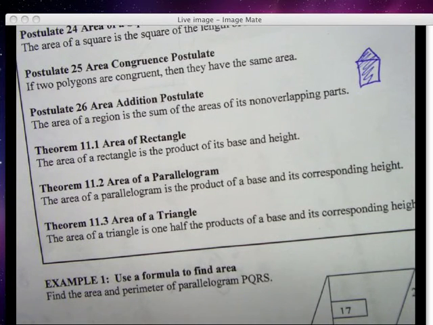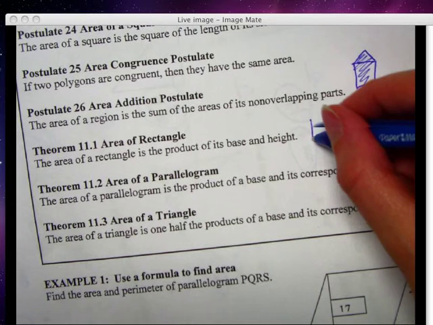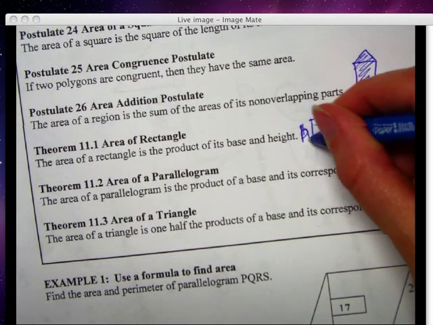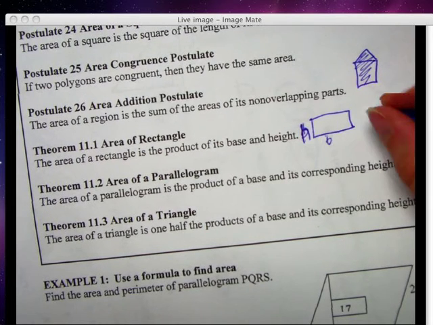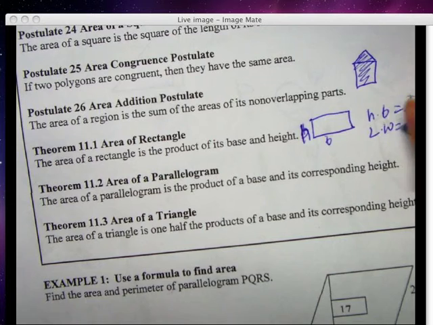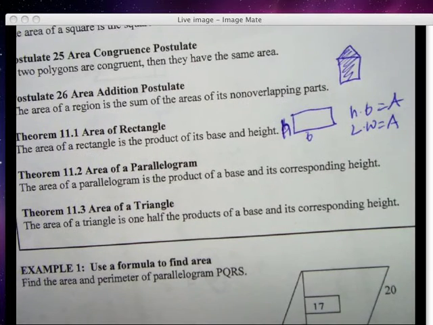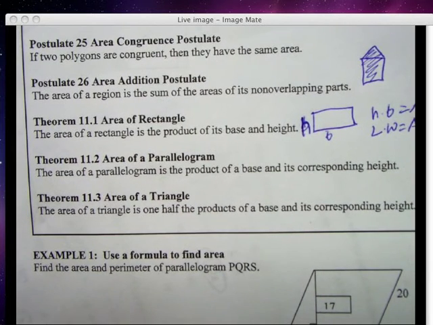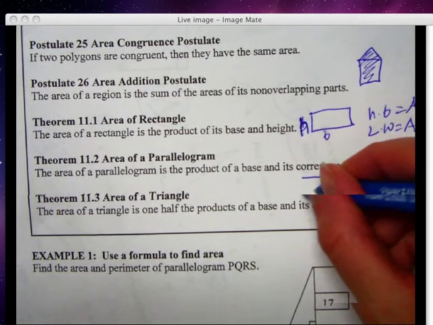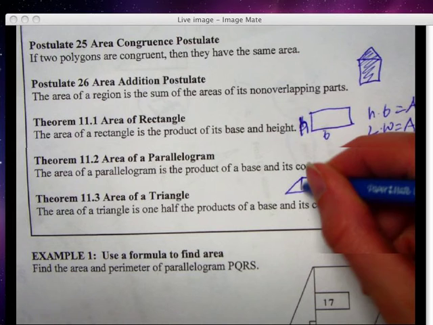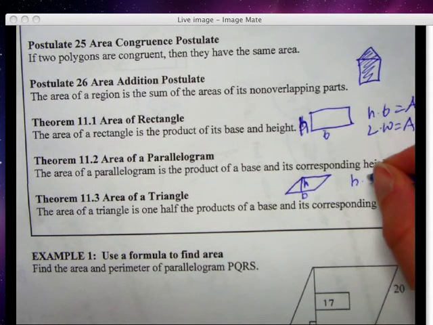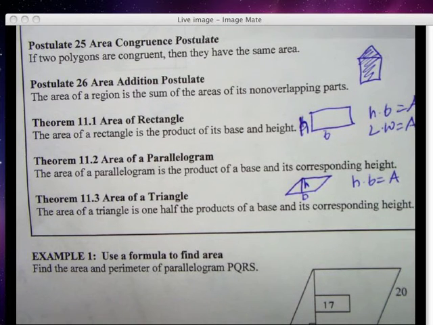The area of the rectangle is the product of the base and the height. So if I've got a rectangle, I've got base, height, and base, height times base equals area, or length times width. Either way. The area of a parallelogram is the product of its base and corresponding height. So just be careful with a parallelogram. It's not the slanty part. It's right here, that is the height.